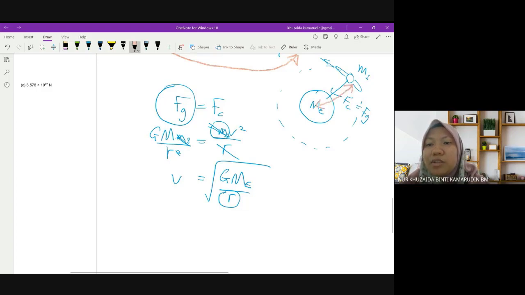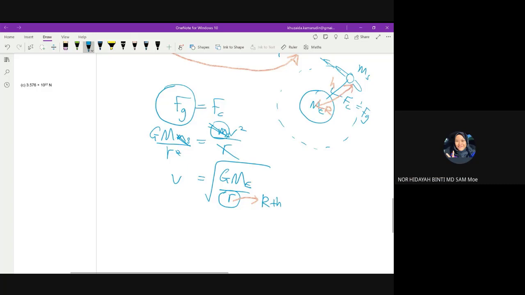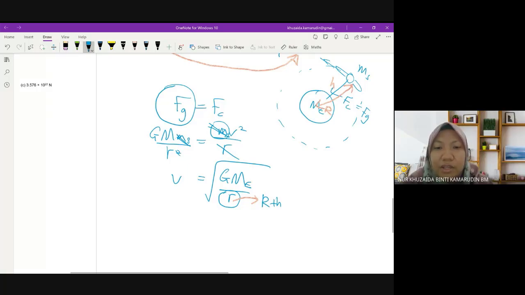Okay, so from the center of the earth to the object. So maksudnya, let's say you ada radius of the earth capital R and the altitude H. So you akan gunakan apa kat sini? Dia bersamaan dengan R plus H. Okay. H tambah R.